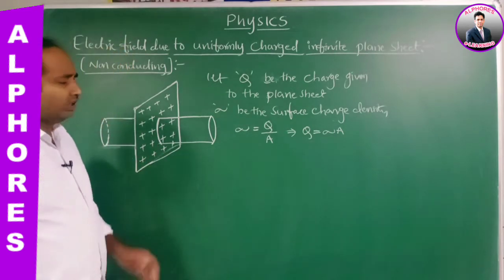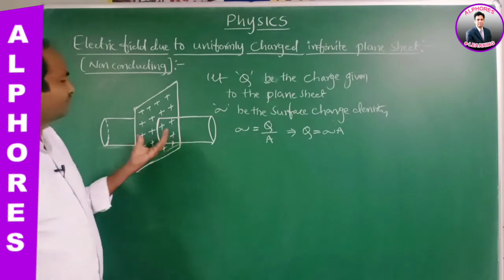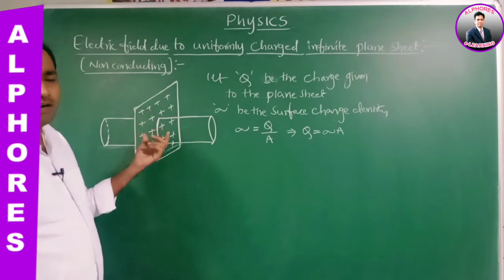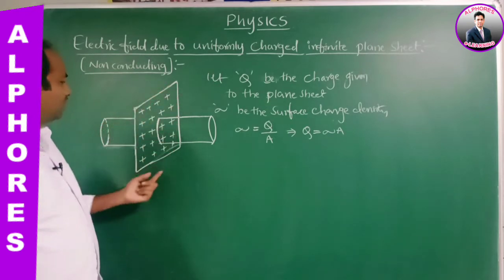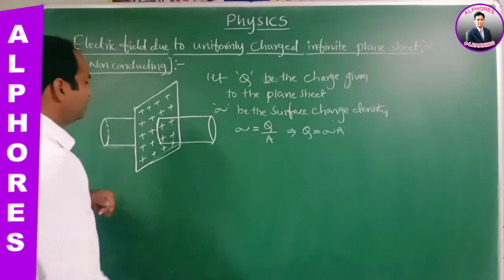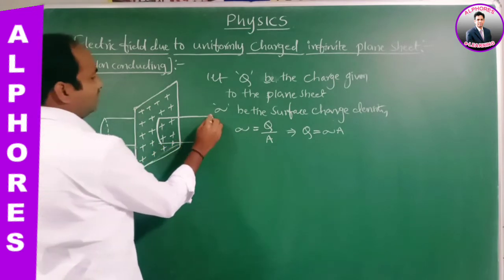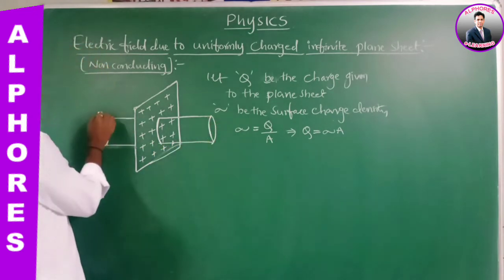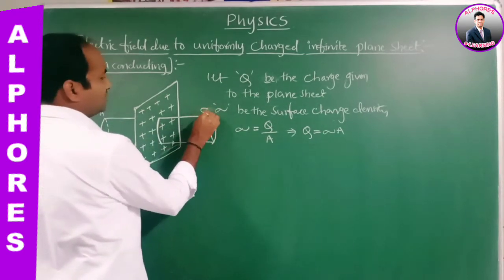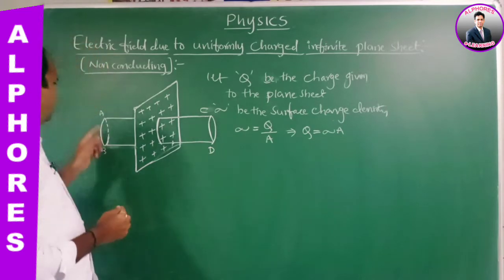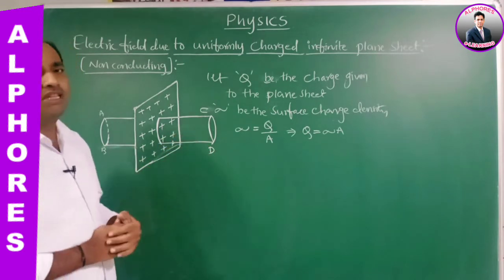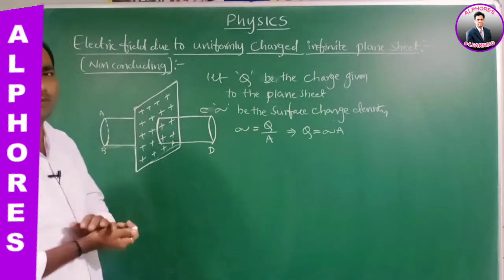Now we are considering a closed surface in the form of a cylinder, and this is the plane sheet. Let dA be the area of the flat surfaces. Let us take A, B, and C, D. AB is one of the flat surfaces of the cylinder, parallel to the plane sheet. CD is the other flat surface of the cylinder, parallel to the plane sheet.